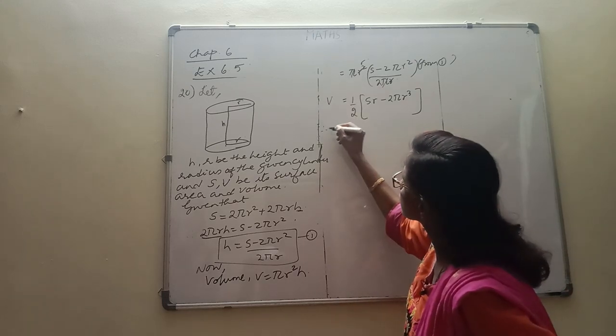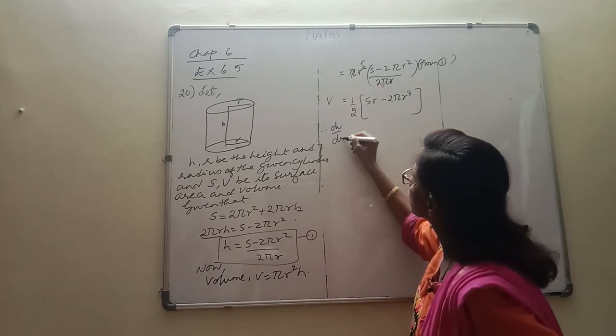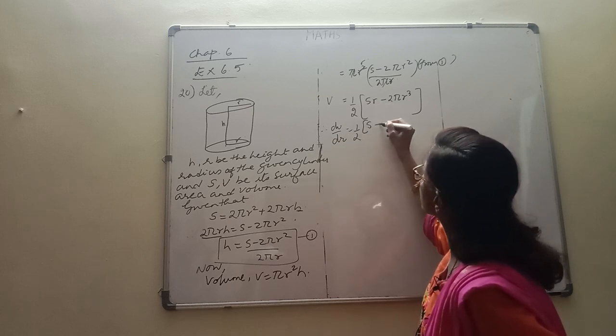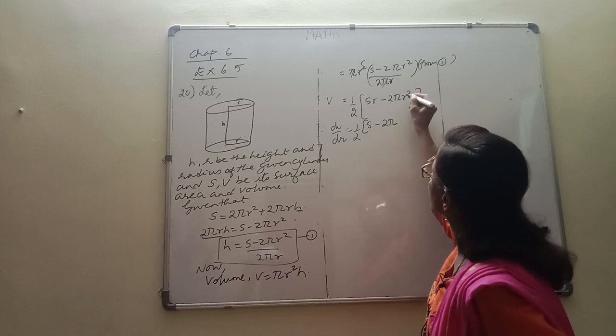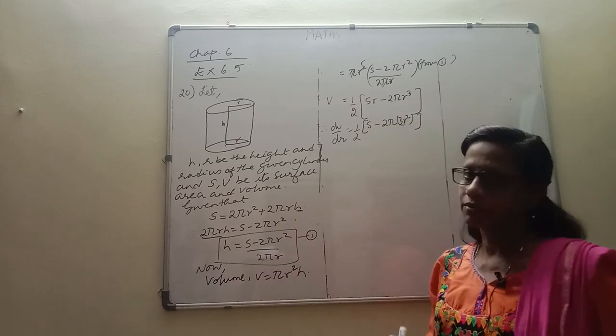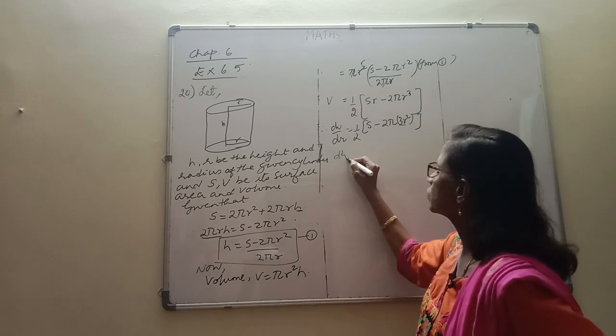Our first task is to get dV over dr. So how much is that? Half times derivative with respect to r, this will be s, and this is 2 pi r cube, which is going to be 3r squared. That's our first derivative. Quickly, we will find the second derivative also.